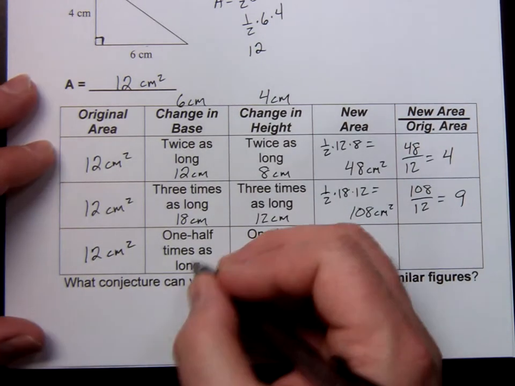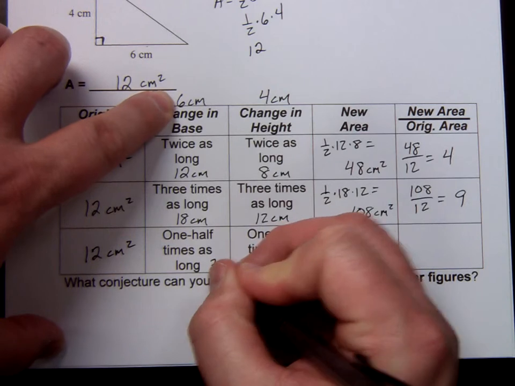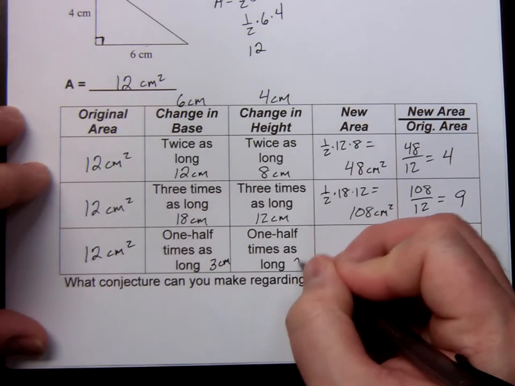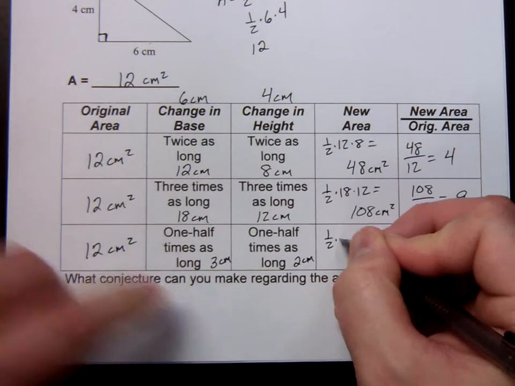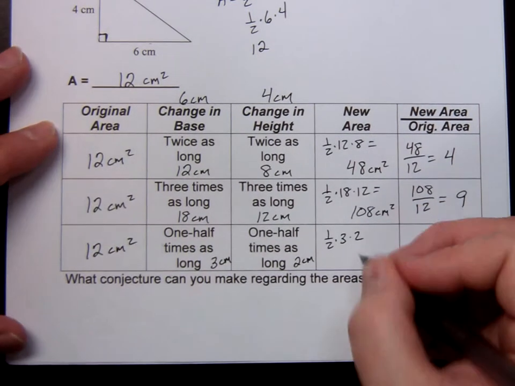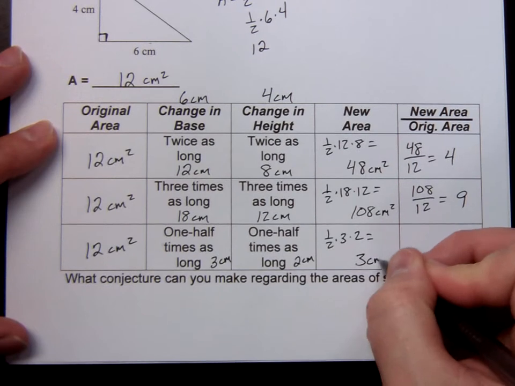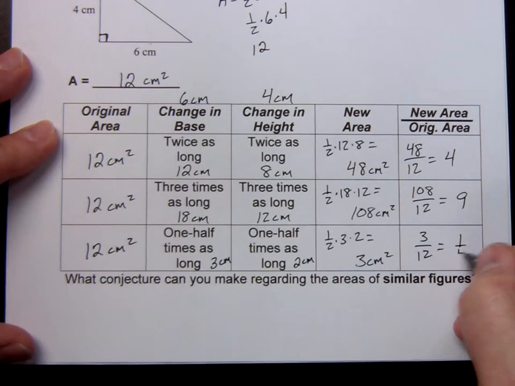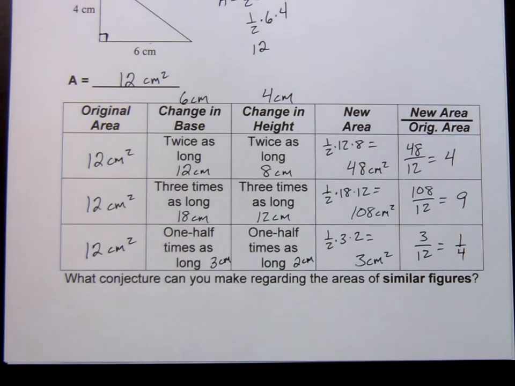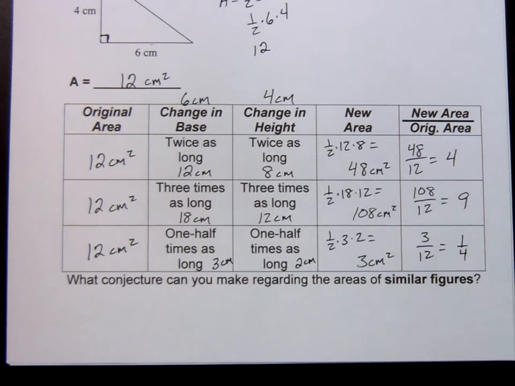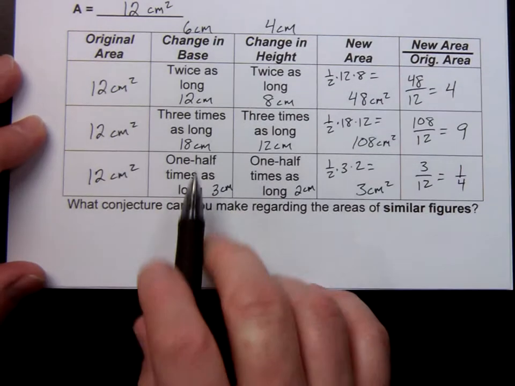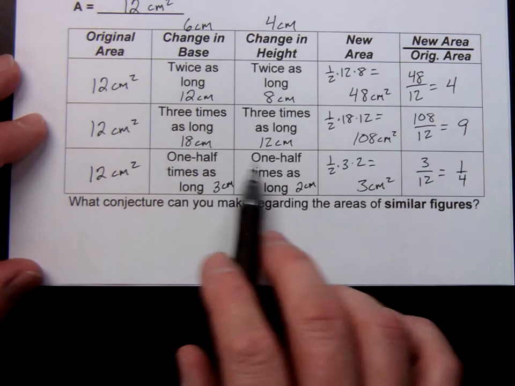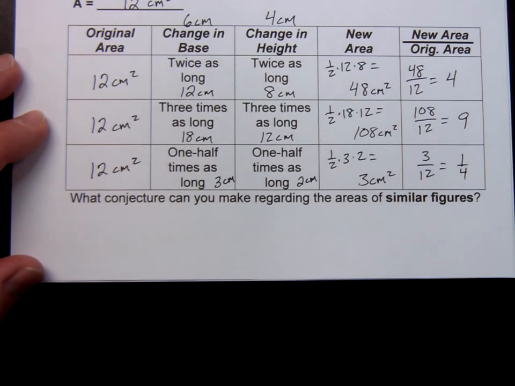Last one, half as big. So half of 6 is 3. Half of 4 is 2. So we're doing 1/2 times the base times the height. And you should get an area of 3 centimeters squared. So our new area divided by our original area, and we find out our area is 1/4 of its original size. 1/2 times 1/2 equals 1/4. So the only real change here, because it's not a big change, the only real change here is that because these are the same numbers, when you take a number and you multiply it times itself, what we're doing is we are squaring that thing.